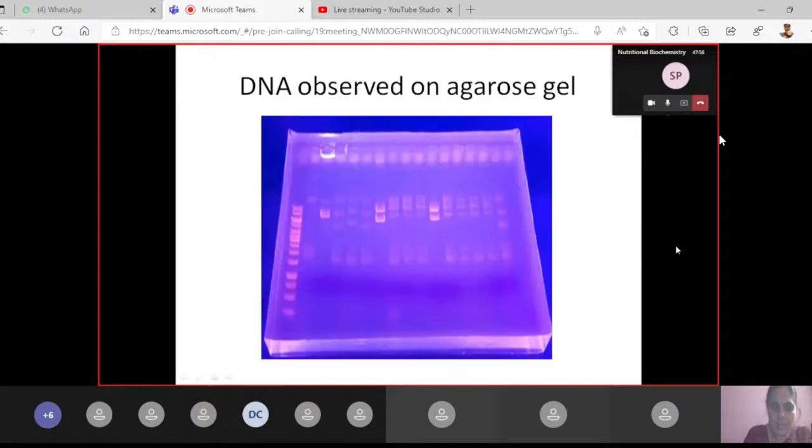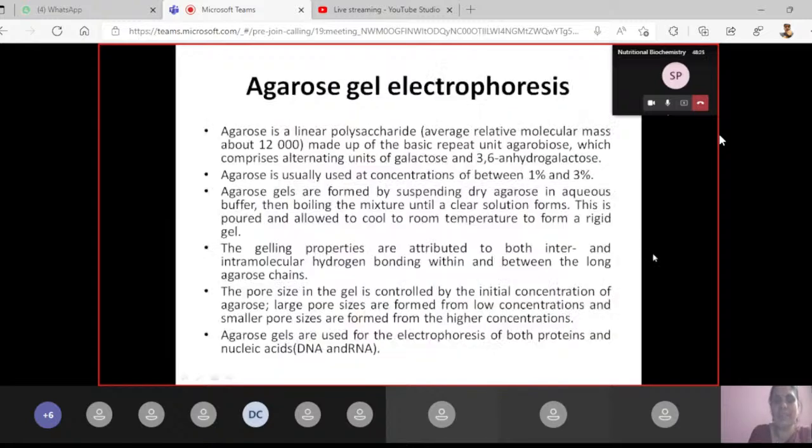So how many of you have seen this type of gel with the DNA on it appearing as an orange color band? Anyone? No? So this is how the agarose gel will look. So this is under UV for observing your DNA. So I'll explain the technique and I'll show you a video also so you can understand it better.